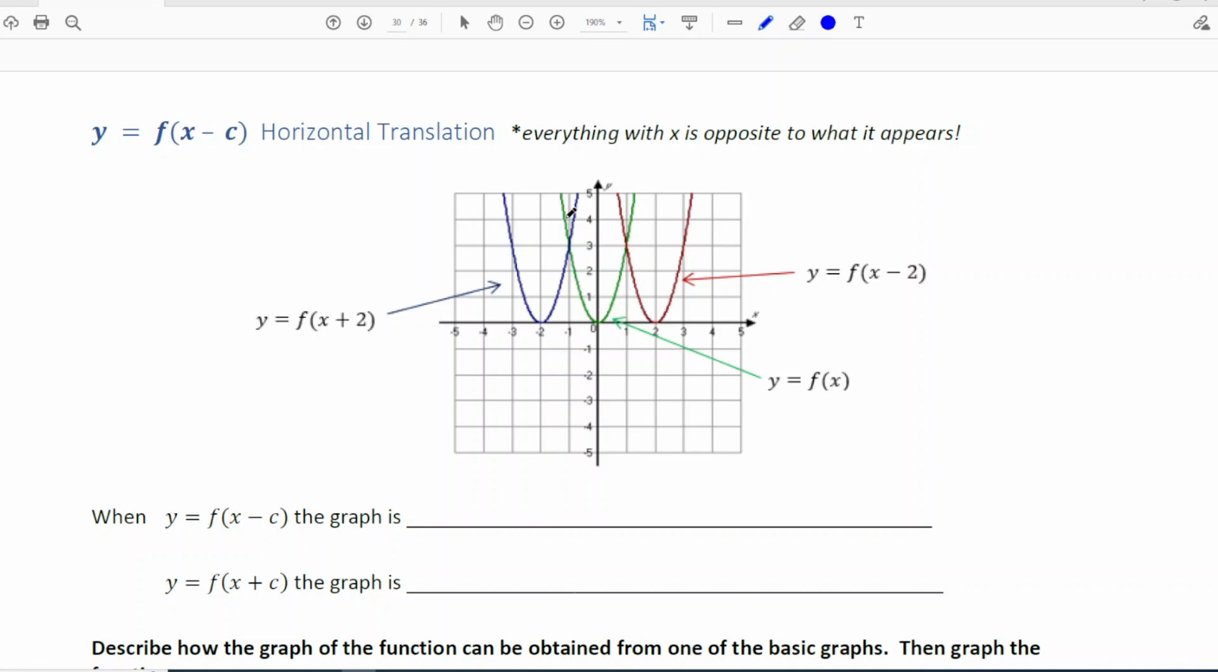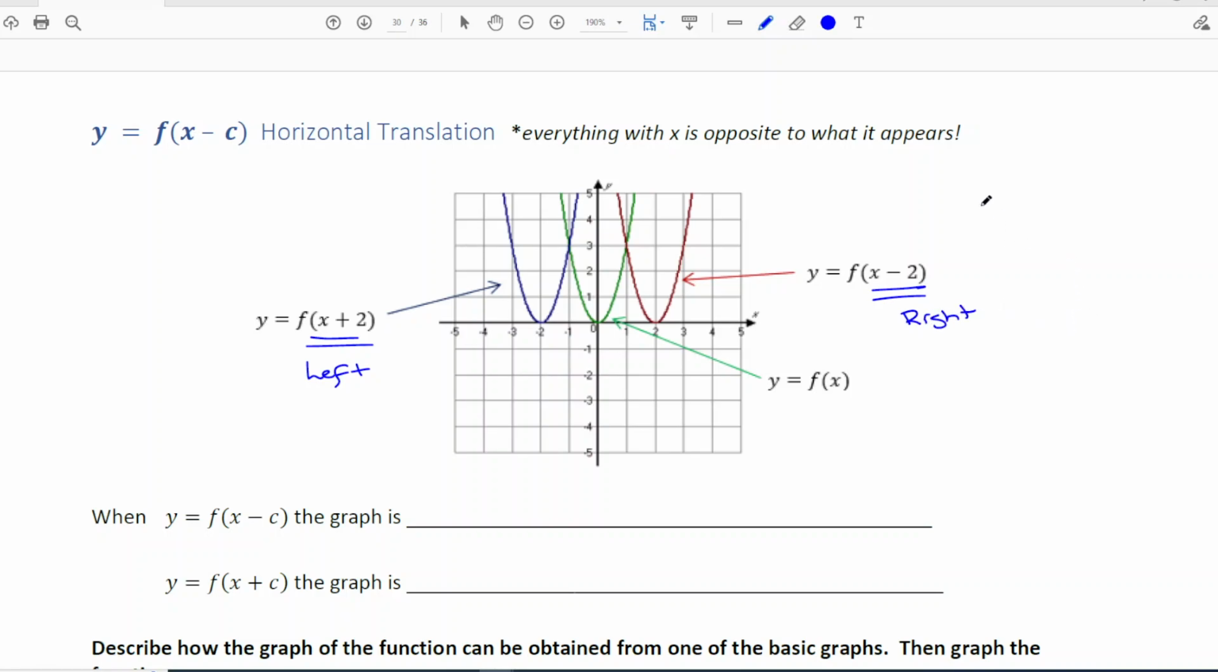So if the green graph is my base graph, y equals f of x, and the blue graph is y equals f at x plus 2, and the red graph is y equals f at x minus 2, what do you notice? Well, when it's an x plus 2, the graph is shifted left. And when it is a minus 2, sorry, it is shifted right.